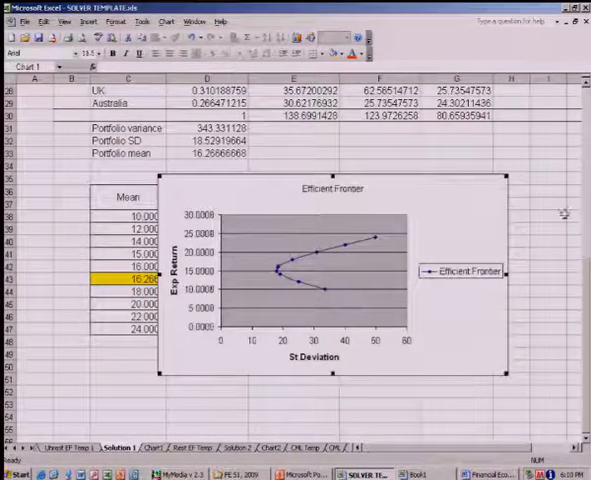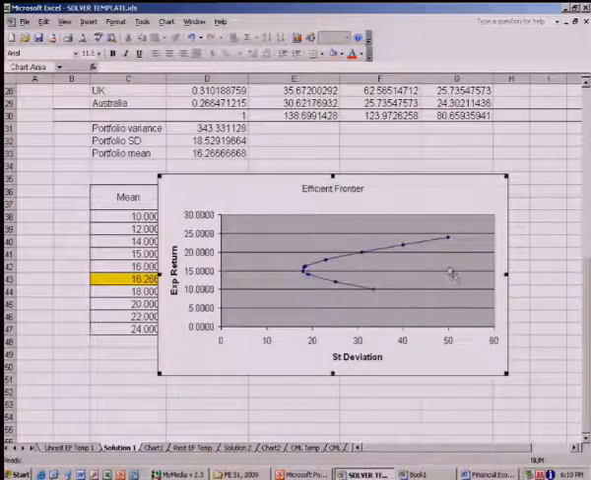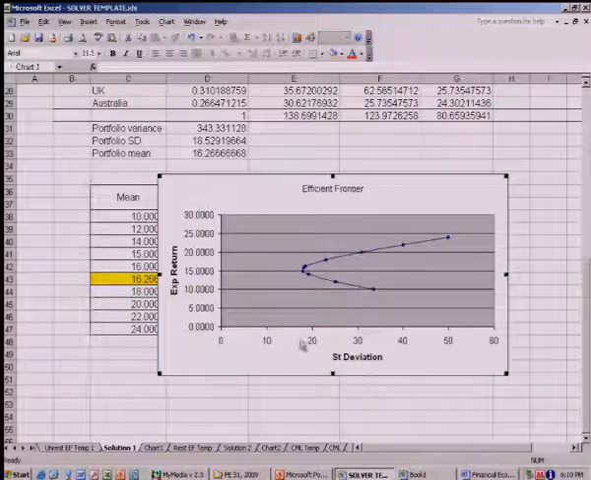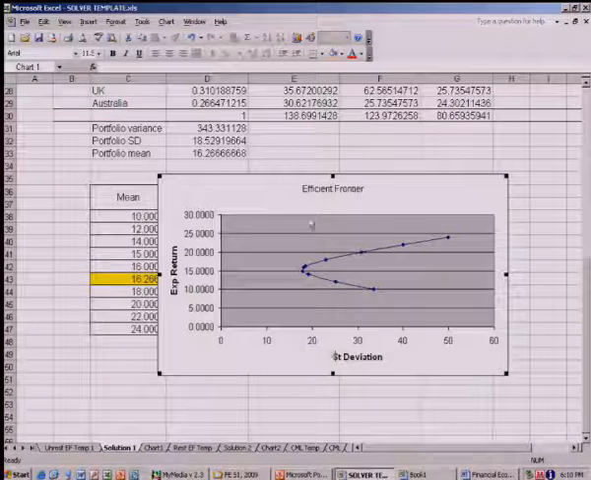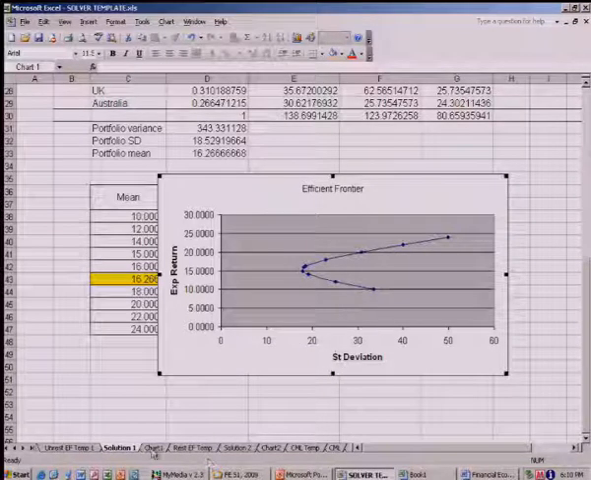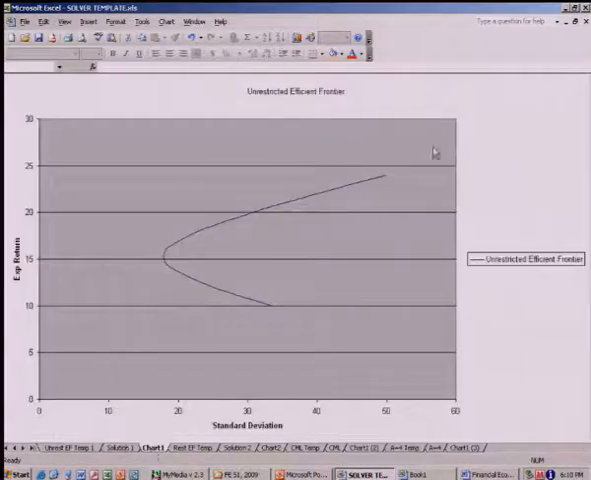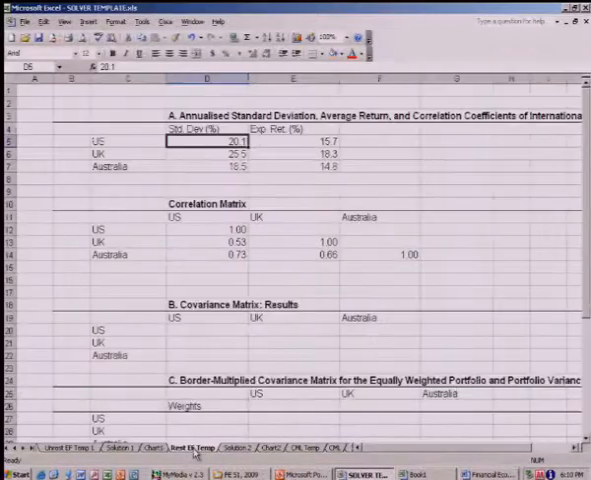You can obviously make it prettier, so it's presented a little bit nicer than mine. But you can do the formatting yourself if you're knowledgeable about it. But this is the one that I previously prepared, and this is how it looks, a little bit more formatted. So that's your unrestricted efficient frontier.